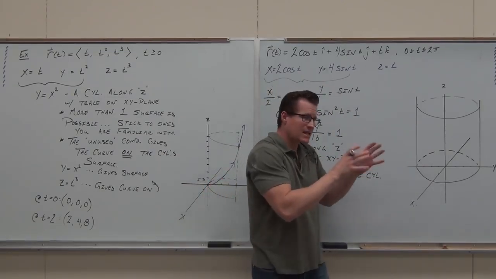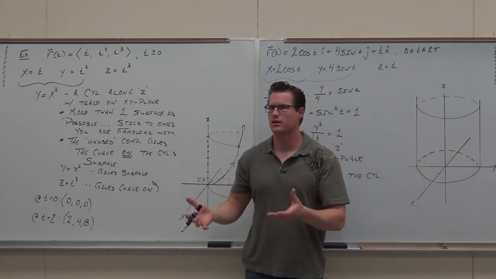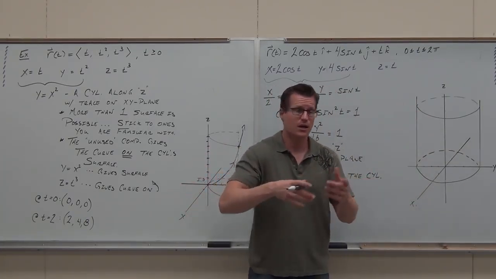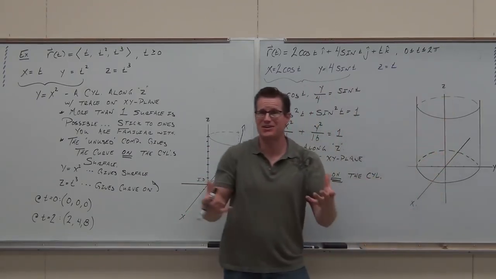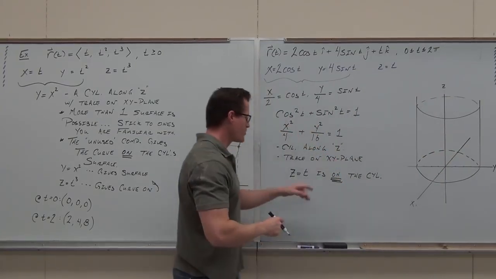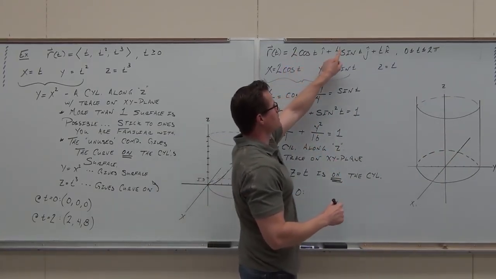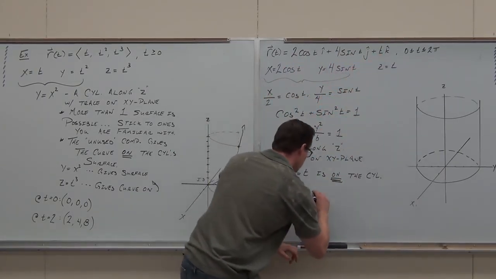If you find any point that is not somewhere on the cylinder, you have made a mistake. Fix your work, because your math is off. I don't even care what. It cannot go through there, because my soda can doesn't go through there. It's on the edge of that soda can. That's what's going on. So if I plug in 0, I get 2, 0, 0.